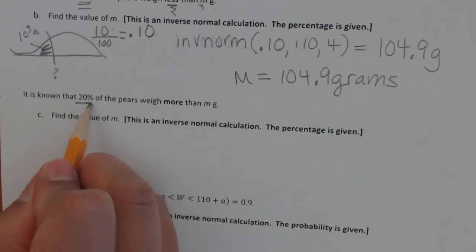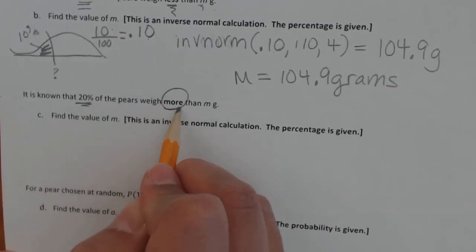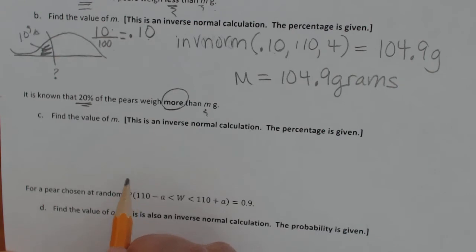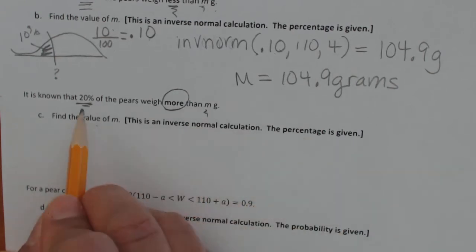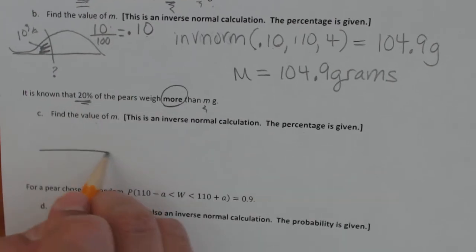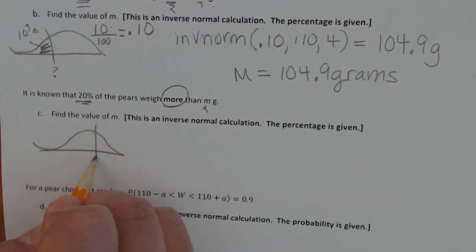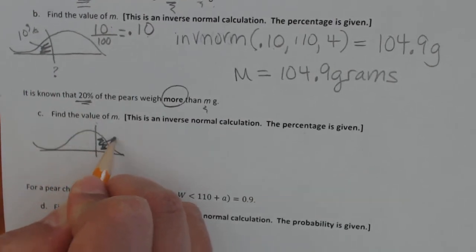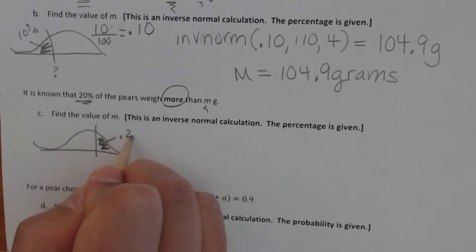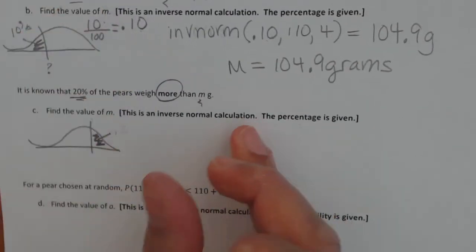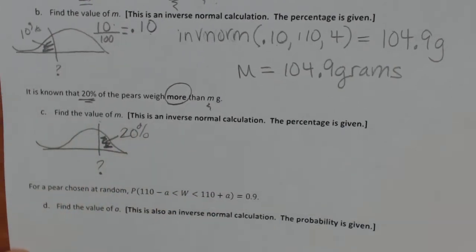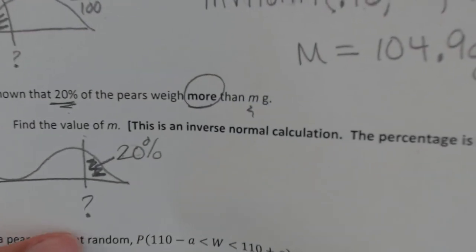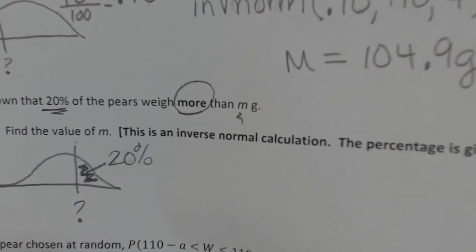It is known that 20% of the pears weigh more than m grams. Find the value of m. Again, this is inverse normal because there is a percentage given. So here's our diagram, and this is what it looks like here when you have more than. This is our 20% here. And we don't know what that value is. That's what we're going to find. What's the gram amount down here?